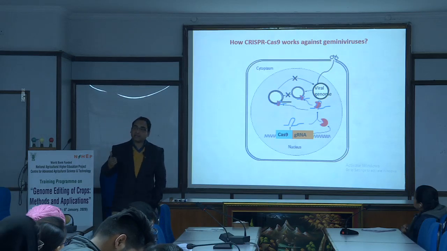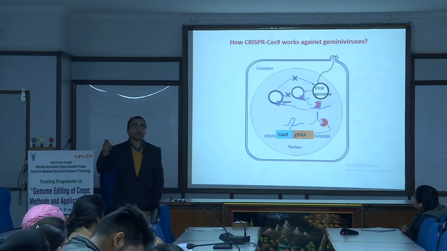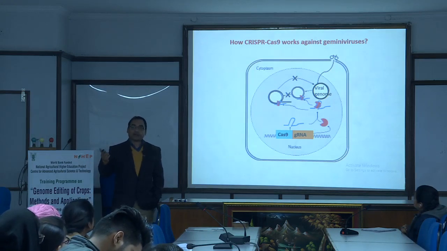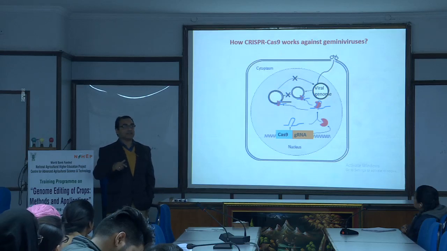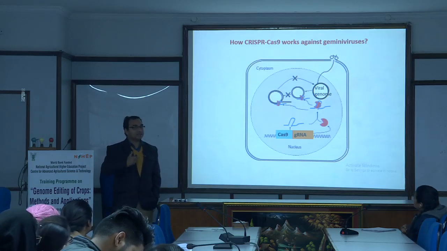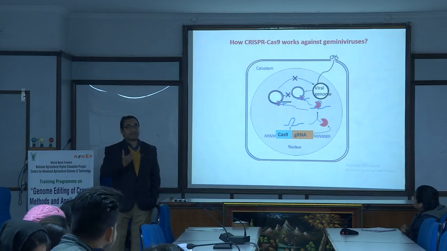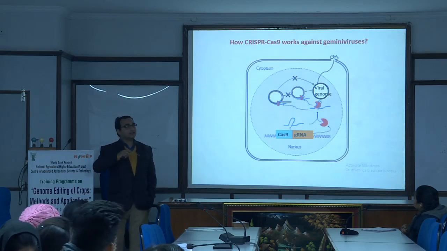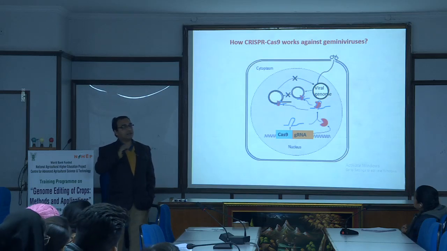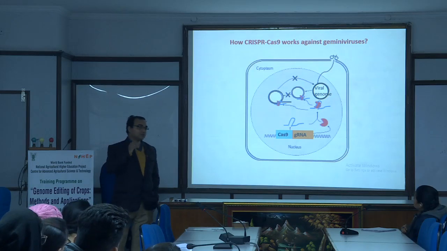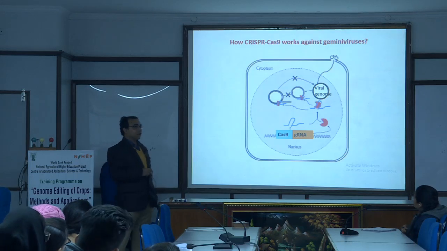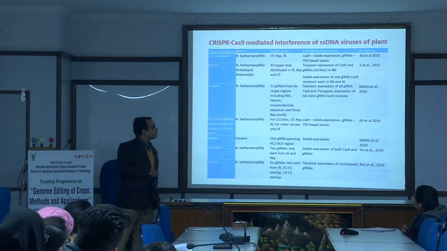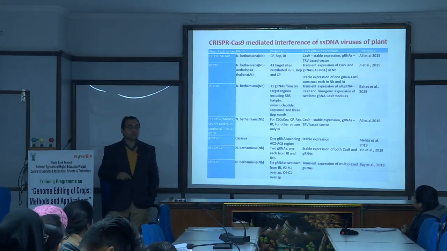It is just like the bacteriophage. The same thing happens in the bacteriophage: when the bacteriophage comes and infects the bacterial cell, the bacterial cell already has a CRISPR-Cas9 content, so it will produce that machinery. That same thing is replicated in the plant system to target the DNA viruses of the plant. So, these are the examples people have already worked out.